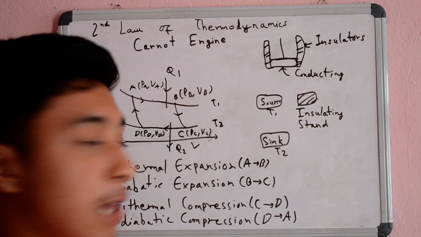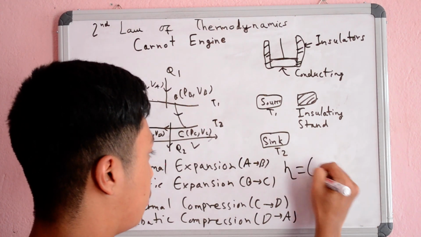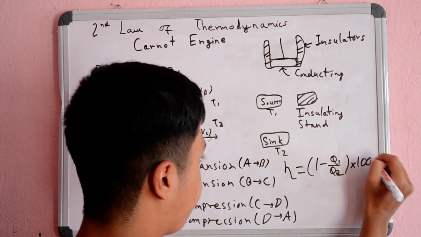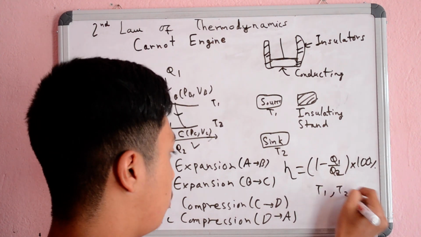And in the next video I'll be doing the expression for efficiency. Here, efficiency is equal to 1 minus Q2 by Q1 into 100%, and I'll be deriving the expression in terms of T2 and T1.